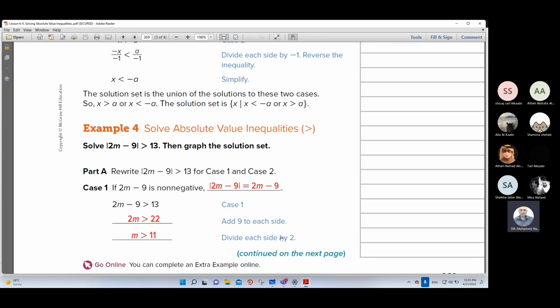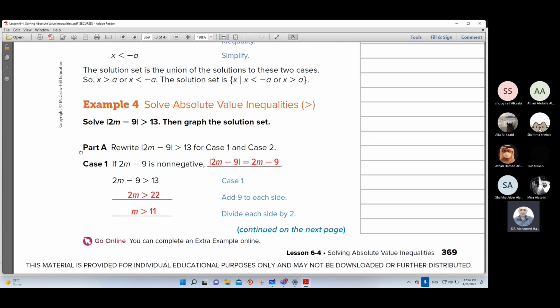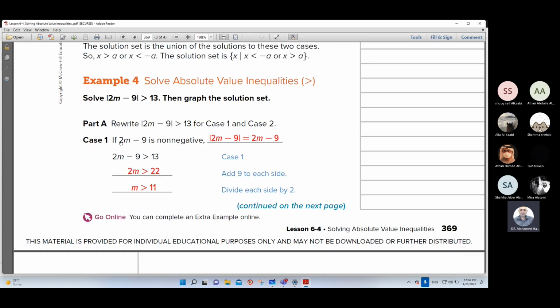Example. Solve absolute value inequalities using the sign greater than. For example, solve the absolute value of 2m minus 9 greater than 13. Then graph the solution set. So rewrite the same inequality for case 1 and for case 2.